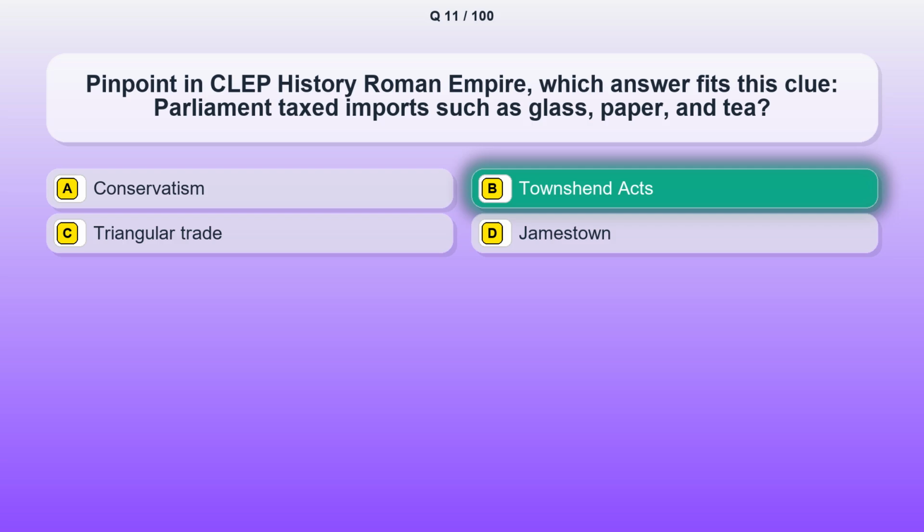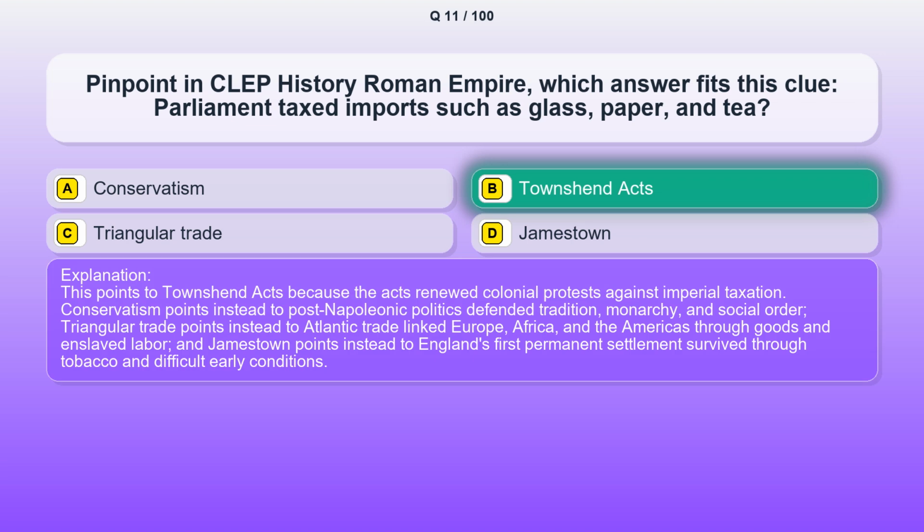The correct answer is option B. Townshend Acts. This points to Townshend Acts because the acts renewed colonial protests against imperial taxation. Conservatism points instead to post-Napoleonic politics defended tradition, monarchy, and social order. Triangular trade points instead to Atlantic trade linked Europe, Africa, and the Americas through goods and enslaved labor. And Jamestown points instead to England's first permanent settlement survived through tobacco and difficult early conditions.